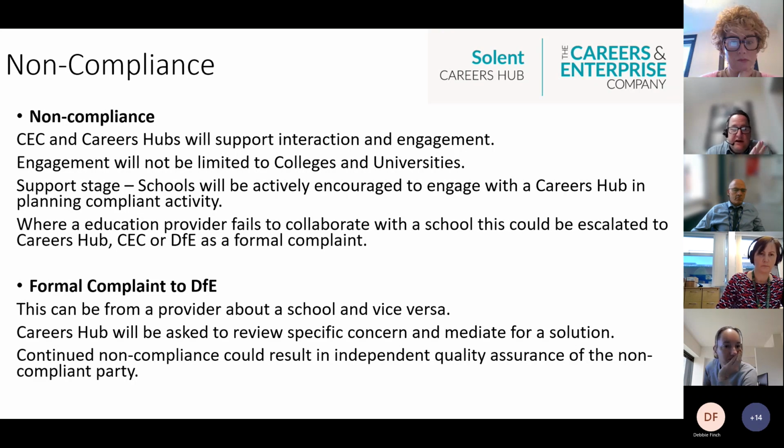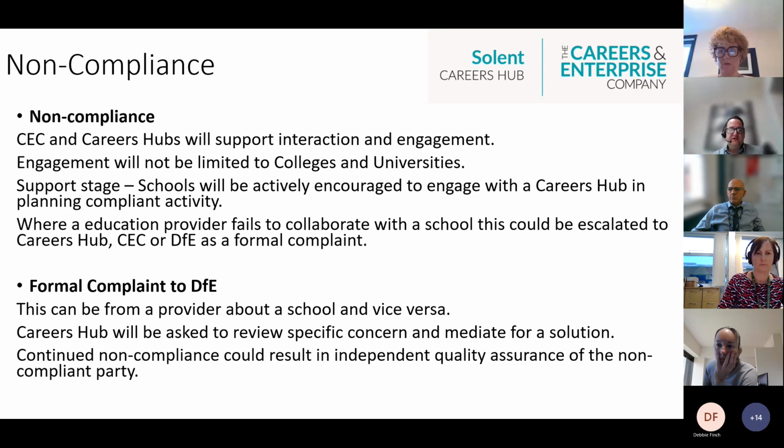Some of our organizations out there will be looking at this and thinking, that's fine, it's where we are now. It's just looking at where the support is that you can call on. Engagement will not be limited to colleges and universities, and that's a very clear point. You're literally looking at outside of the norm, which has historically happened, so it is about having that breadth of those encounters.